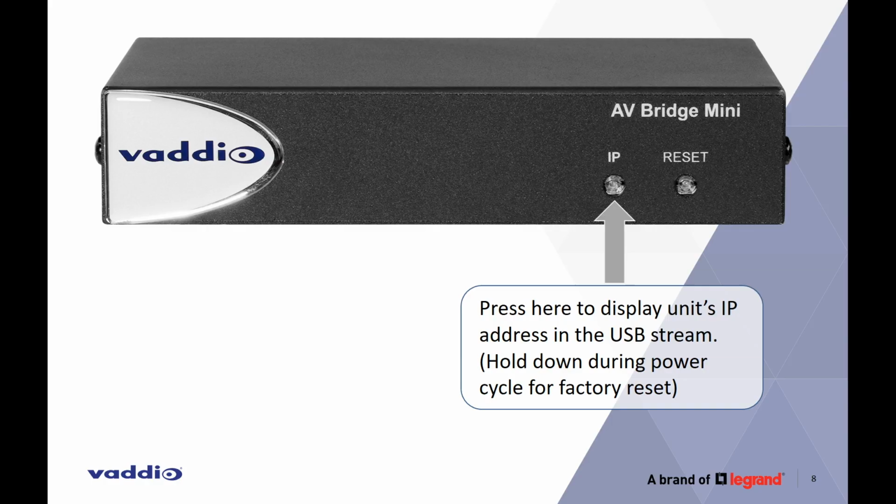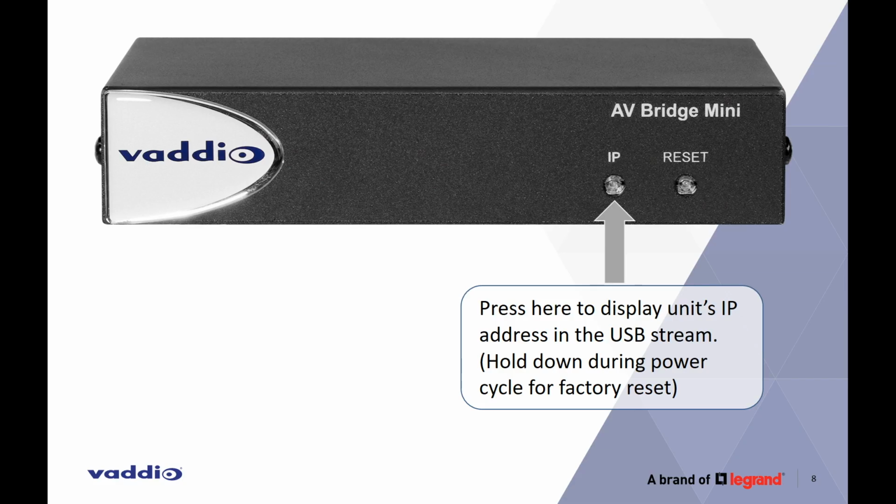So starting with the front, we have 2 push buttons on the front. Those will light up when the unit is live. I believe that they put out a nice blue light. The IP button, if you push that, it will overlay the IP address of your unit in the video of the AV Bridge Mini. So if you're looking at the USB stream and you want to figure out what the IP address is to get into the web interface or to find the IP stream, you would push that button, and then you'll get an overlay of the IP address of the unit on that video.